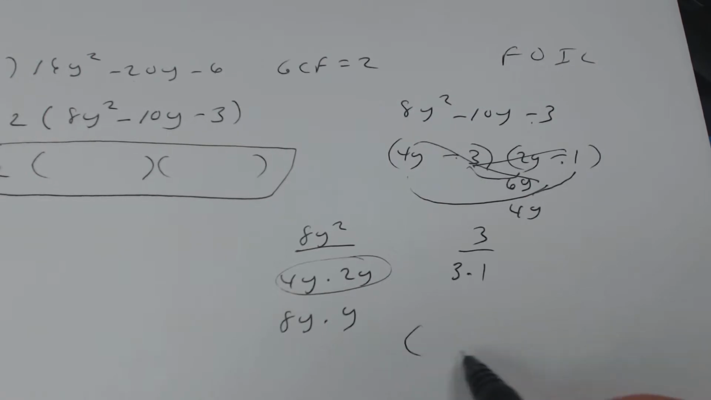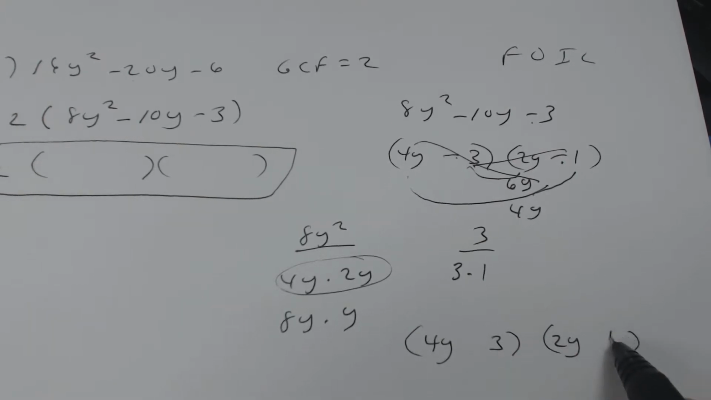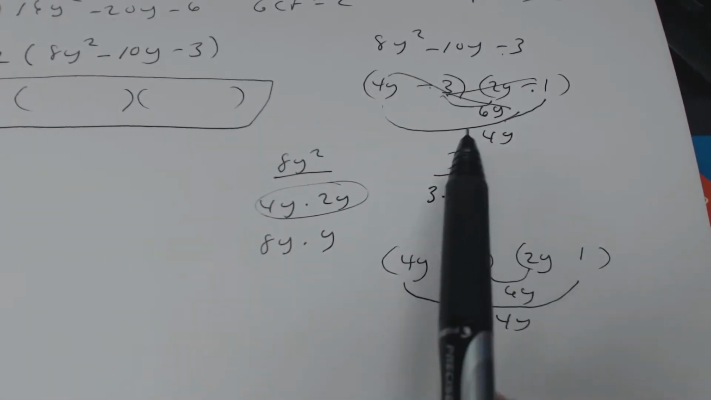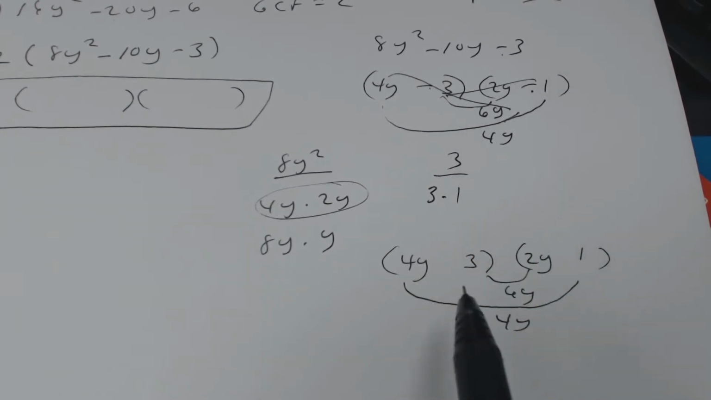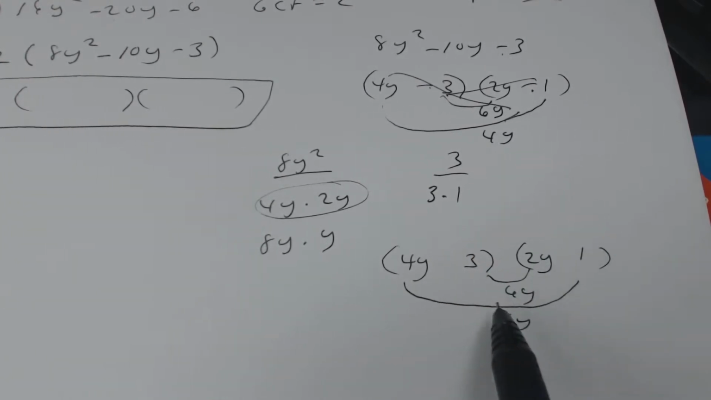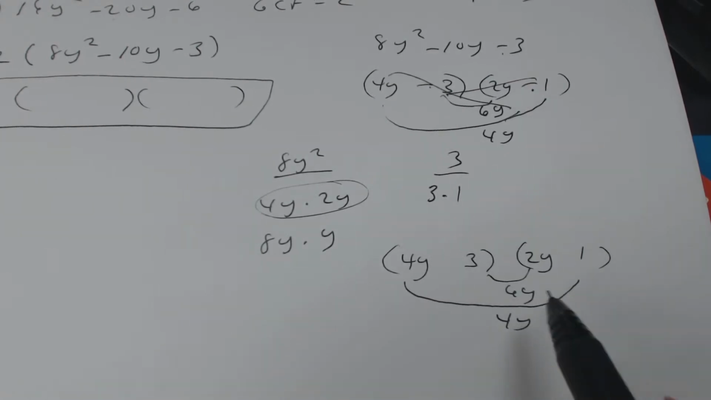So I'm going to rewrite it. So that's 4y. That's 2y. And we put a 3 here and the 1 there. All right, so let's see what we get. The outer is 4y. The inner is 6y. Now remember what we discussed. The last sign's negative, so that means one's positive, one's negative. So the larger of these, 6y, will take the middle sign. So that needs to be negative.